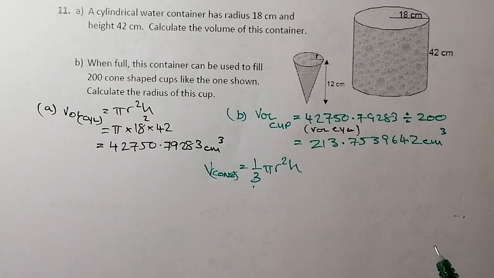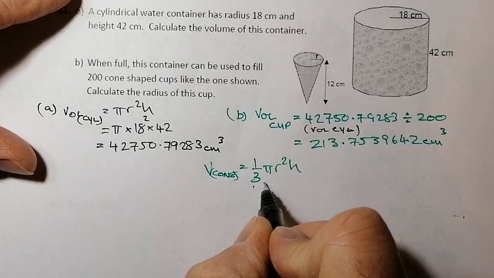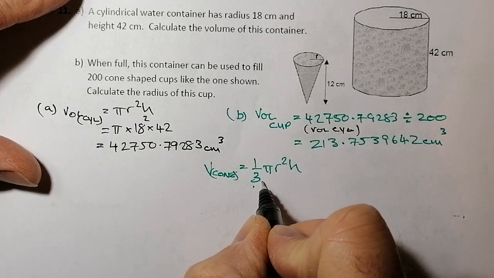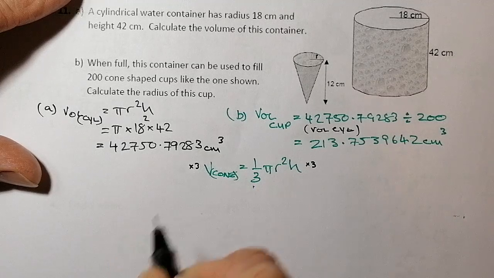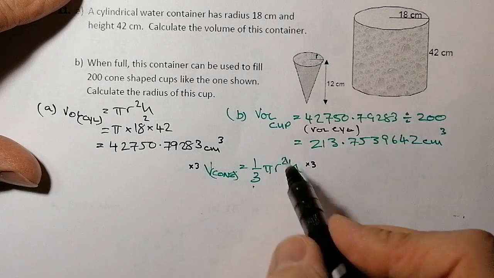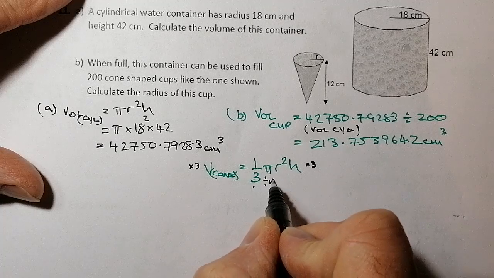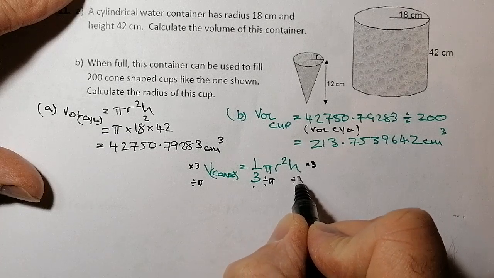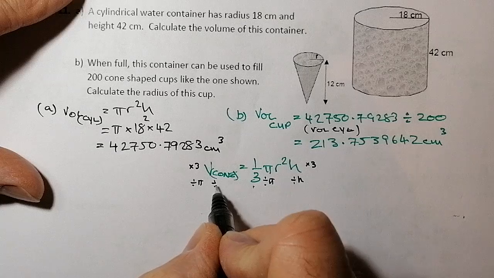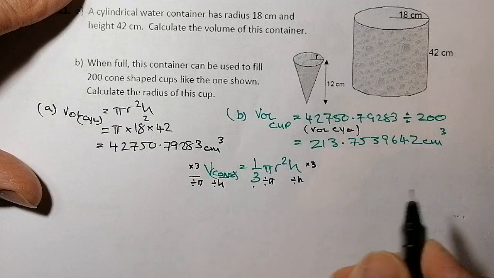Right then, let's go and try to get this sorted out. I'm going to have to rearrange this formula to work it out. I'm going to try and leave r on its own. So I'm going to multiply each side by 3. I want to get rid of the pi, so I'll divide this side by pi and this side by pi. I'm going to divide this side by h to get rid of h and eliminate that. A wee bit complicated, but this is what it leaves me.